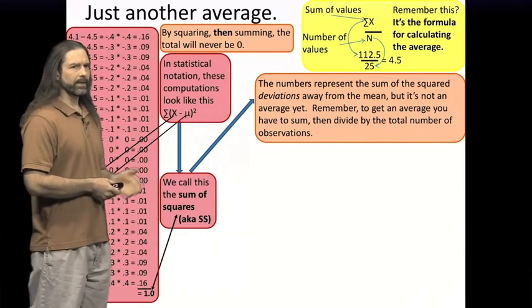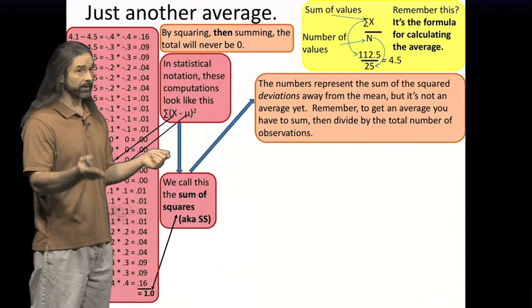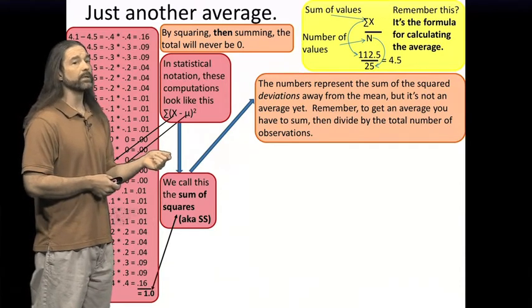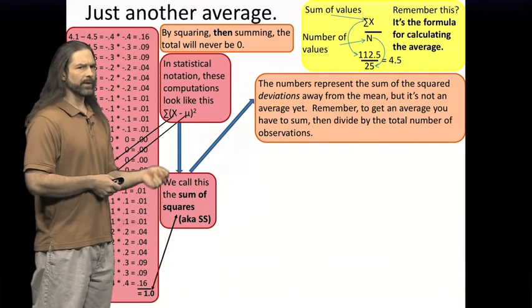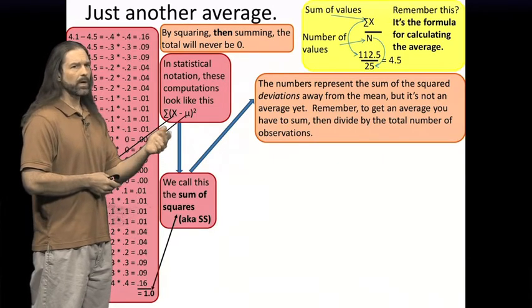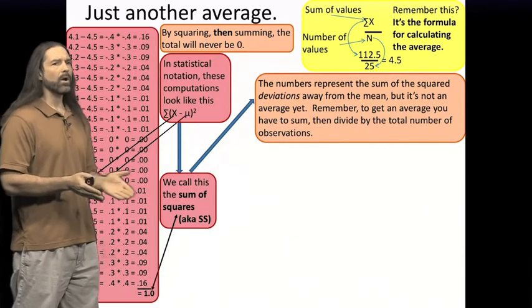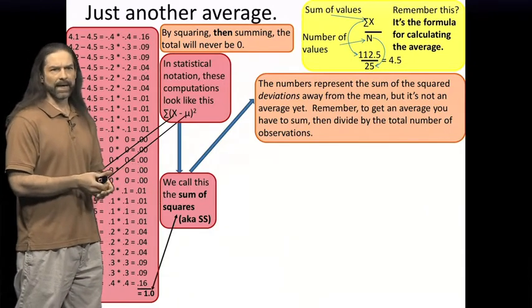So what have I done? In this case, I have summed the values. That leaves us with a division that we still need to do. So I've summed the values, but what I've actually done is I've summed the squared differences. So in statistics, we actually call this sum of squares, or in shorthand, just SS.